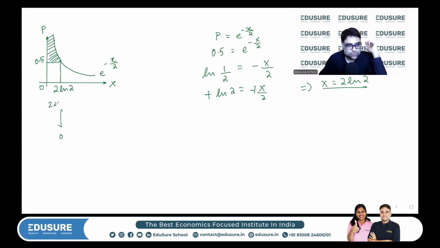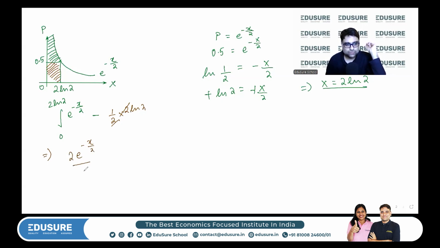Integration from 0 to 2 ln 2 of e to the power of minus X by 2, minus this rectangle area. This rectangle area is what? 0.5 into 2 ln 2. Basically we have to subtract ln 2. So the integration of e to the power minus X by 2 is e to the power minus X by 2 divided by minus half.